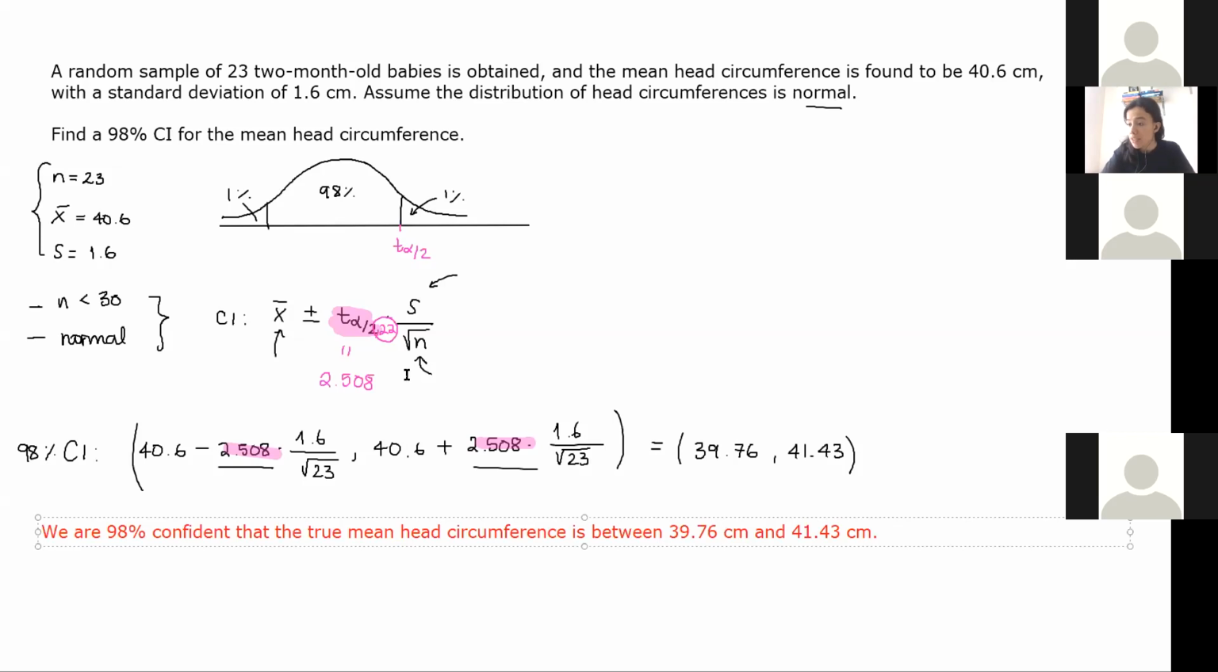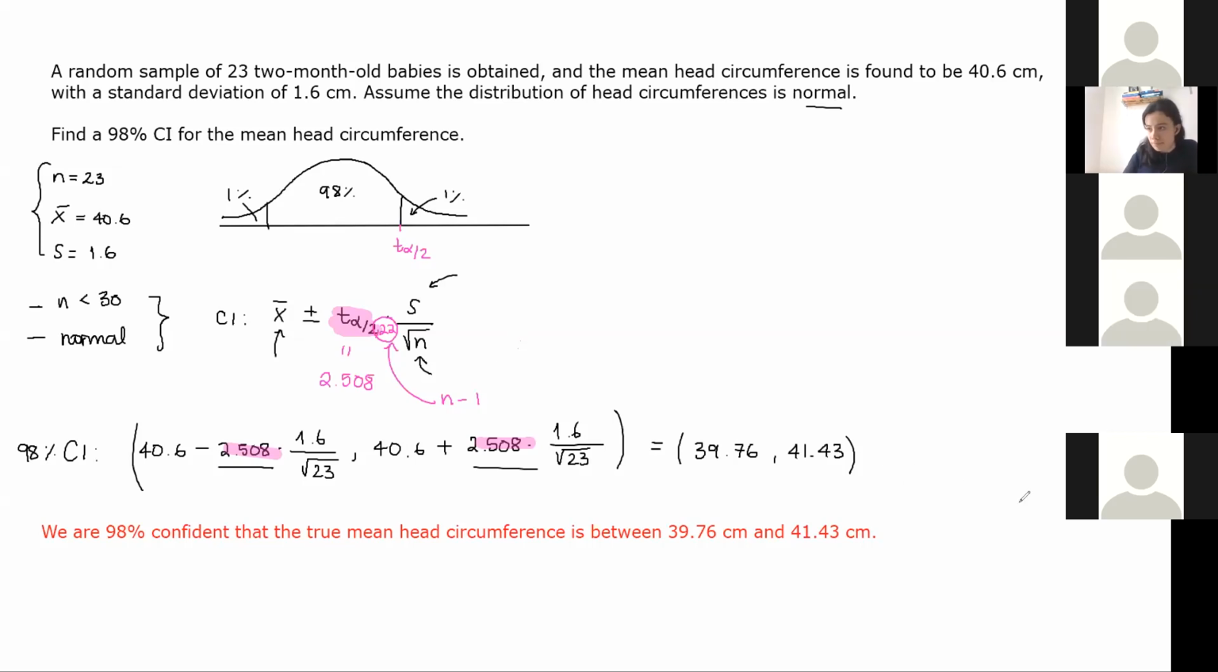The number 22 is always, where's my pen? Here, this number is always n minus 1, so 1 less than the sample size. Okay, thank you. Wait, sorry, what is that for? The n minus 1 is to determine which row to look at in your t-table. Oh, okay. In the t-table only, right? Yes, in the t-table only.